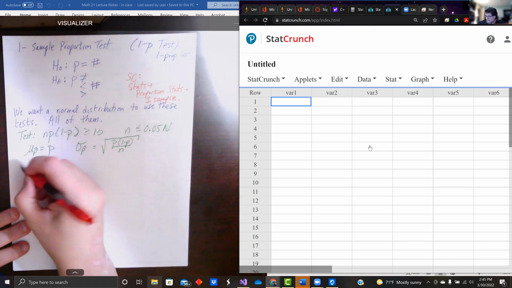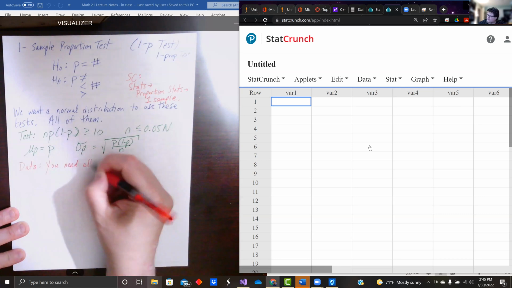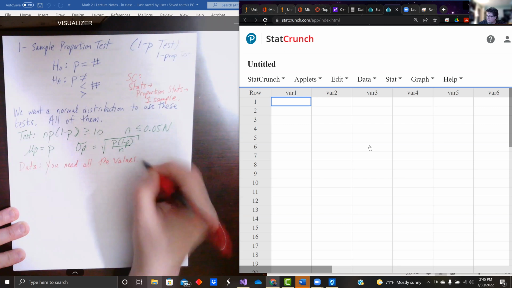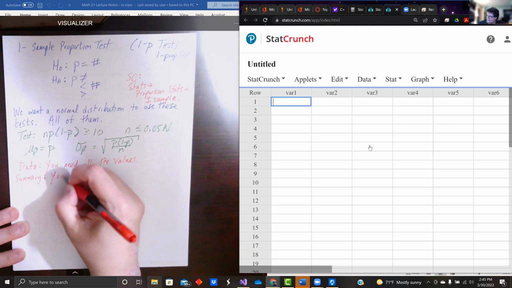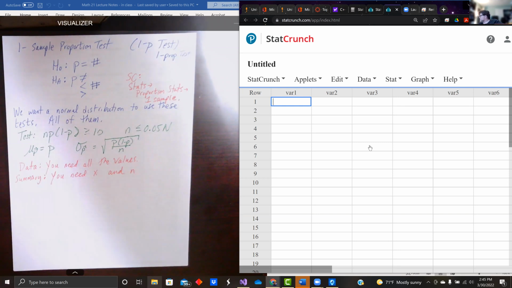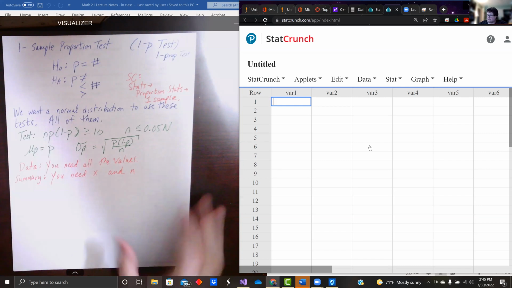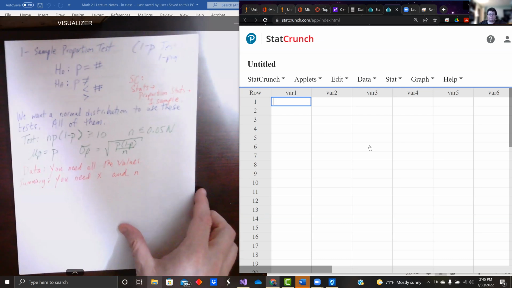So for data, you need all the values. And for the summary case, you need X and N. So those are what we're going to use.